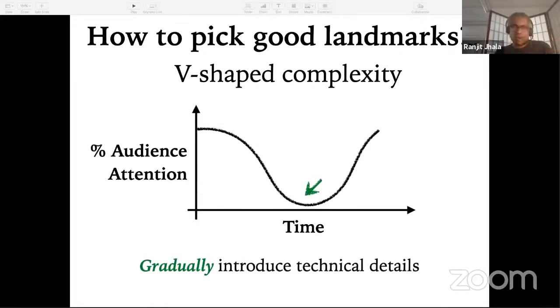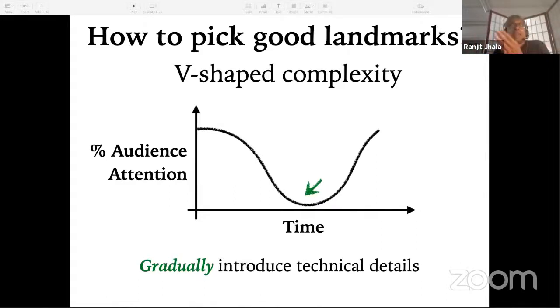Not just that, over time, the talk is probably going to start getting more and more technical, it's going to drill into the details of whatever it is you're going to talk about. So you want to make sure that as you introduce the details, this is gradual. It's not sudden. You don't drop off a sudden cliff. So people are slowly going down the hill with you.